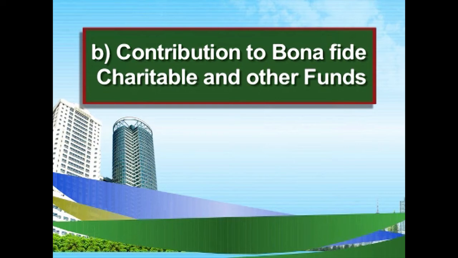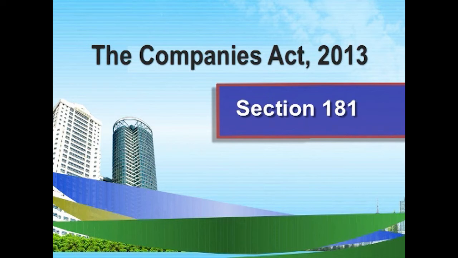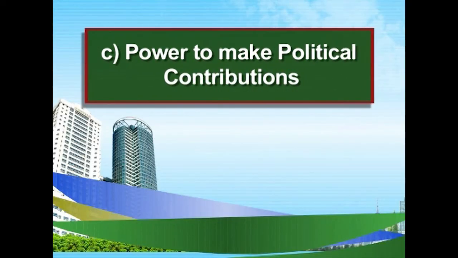Contribution to bona fide charitable and other funds. Section 181 of the Act authorizes the board of directors of a company may contribute to bona fide charitable and other funds. Prior permission of the company in general meeting shall be required for such contribution in case any amount the aggregate of which in any financial year exceeds 5% of its average net profits for the 3 immediately preceding financial years. Power to make political contributions.